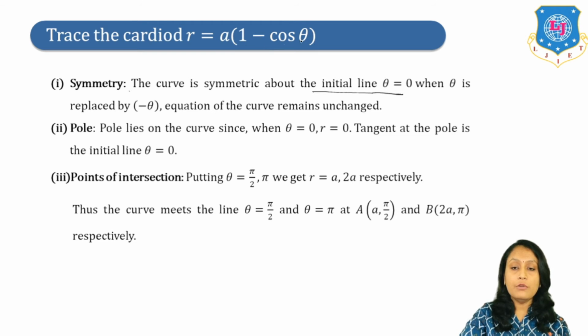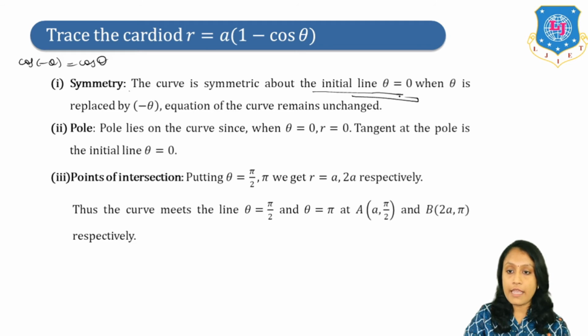Now we know that cos is an even function, so cos(−θ) gives you cos θ. So on replacing θ by −θ, the equation will remain the same. So we can say that the curve is symmetric about the initial line.